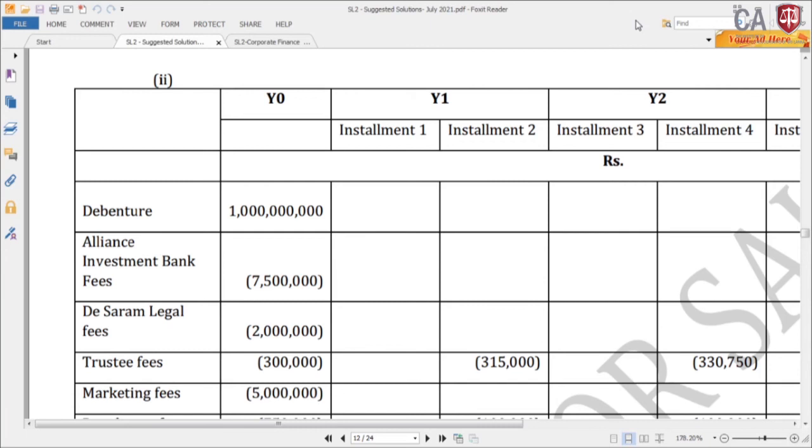In this case, it's a company, we are talking about the bank. The company is going for a debenture issue. They want you to find out what is the cost of this debenture.